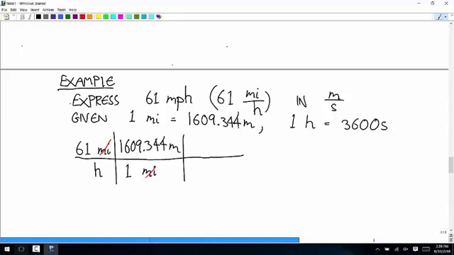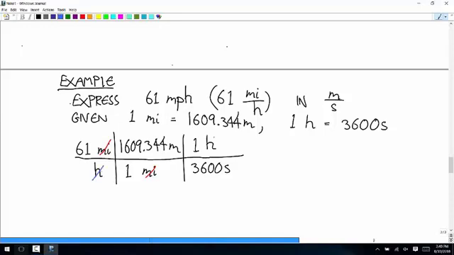Now we want to convert the hours to seconds. So we're going to either multiply by 1 hour over 3,600 seconds or 3,600 seconds over 1 hour. Which one of those do we want? We want the hours in the numerator this time because we needed to cancel the hours that start out in the denominator. So we have 1 hour over 3,600 seconds.